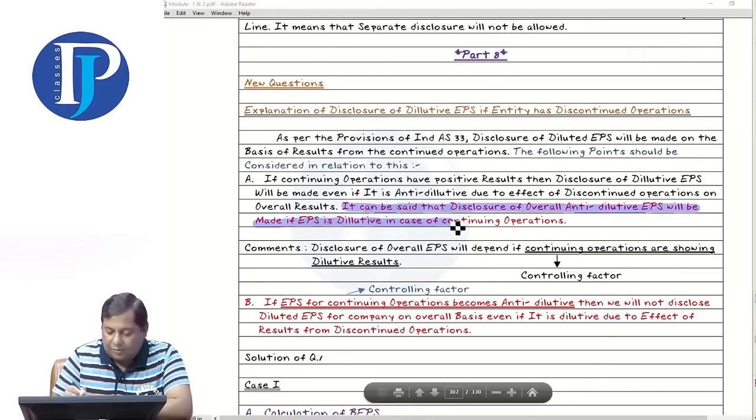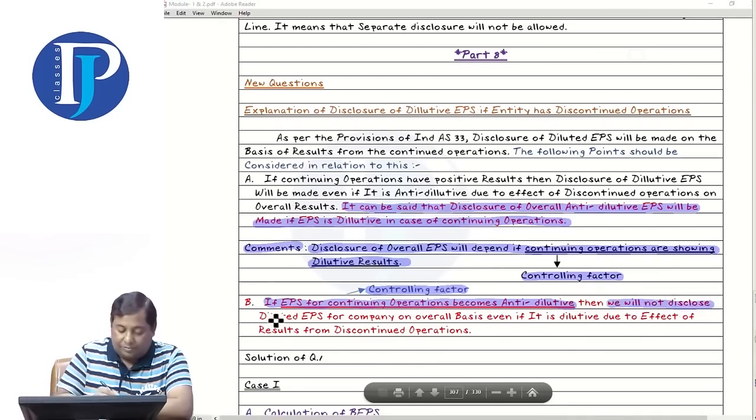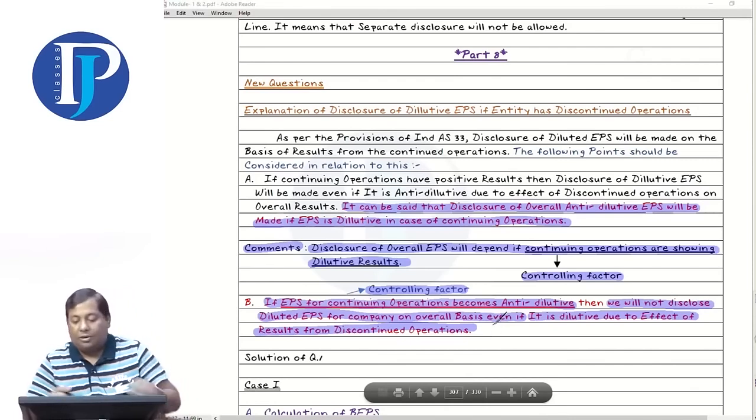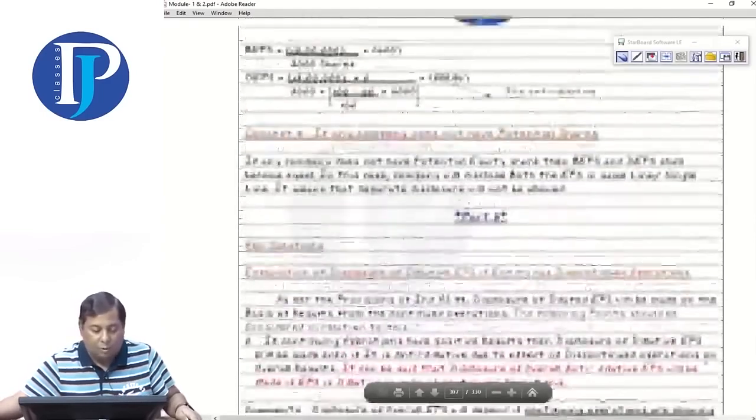If EPS is dilutive in case of continuing operations, disclosure of overall EPS will depend on whether continuing operations are showing dilutive results. Continuing operation is the controlling factor. If EPS for continuing operations becomes anti-dilutive, we will not disclose it, even if it is dilutive due to the effect of discontinued operations. This point was very important. After explaining all this, these 2 points were left.